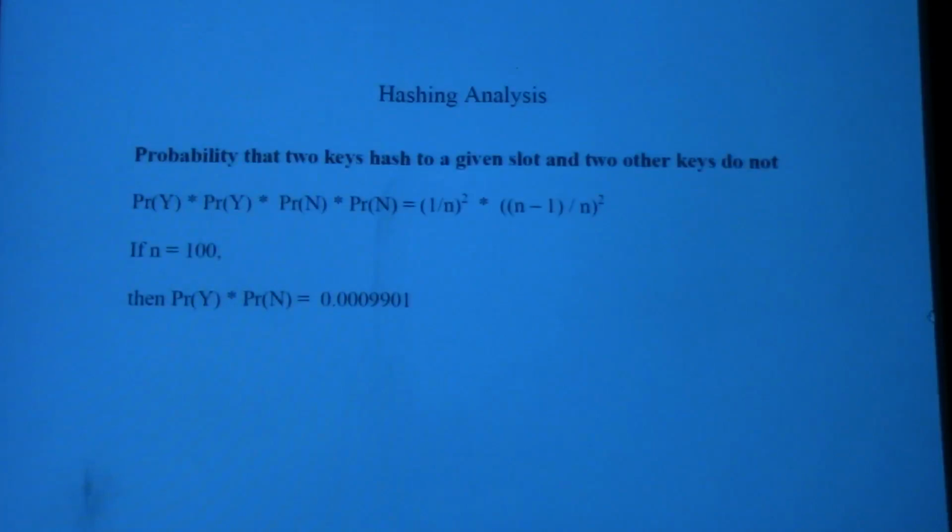Okay, what is the probability that two keys hash to a given slot and two keys do not? Well, that would be a yes, yes, no, no. So it would be 1 over n squared times (n minus 1 over n) squared. So if n is equal to 100, this is the number I got over here. But that also means that the first two do hash and the last two don't.